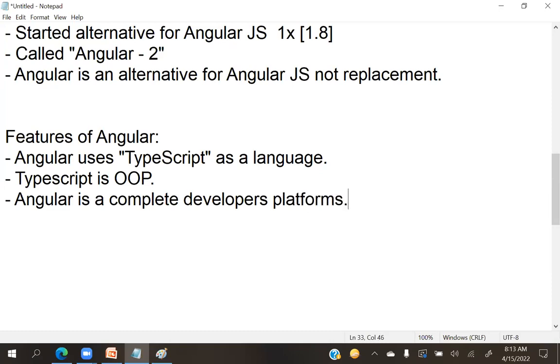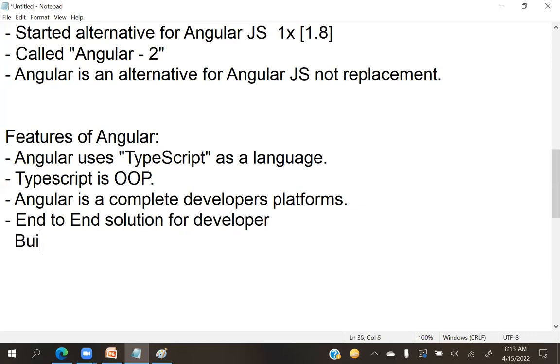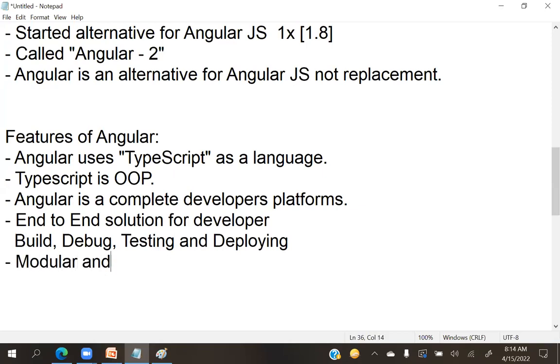What is developers platform? Yesterday I told you. Developers platform means end-to-end solution for developer. That means it will provide all the tools for building, debugging, testing, and deploying. All the tools are provided by Angular. And very important is Angular is modular and component based.